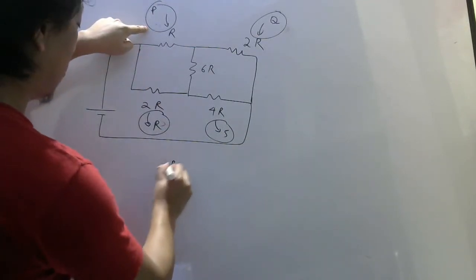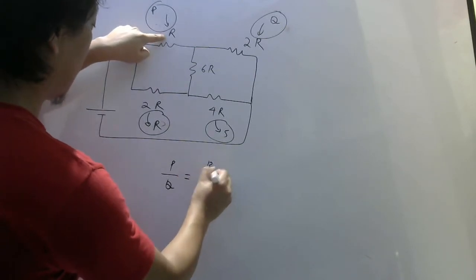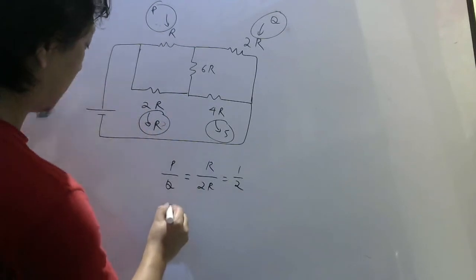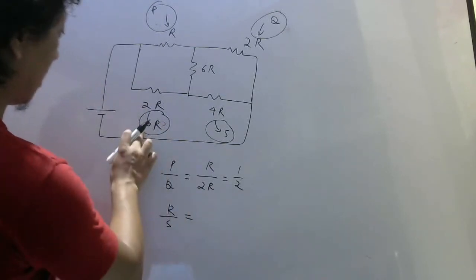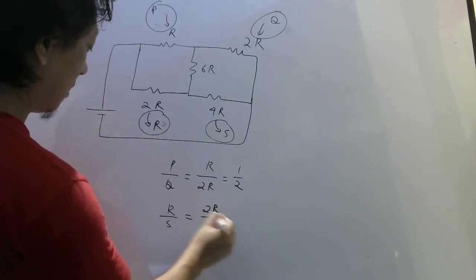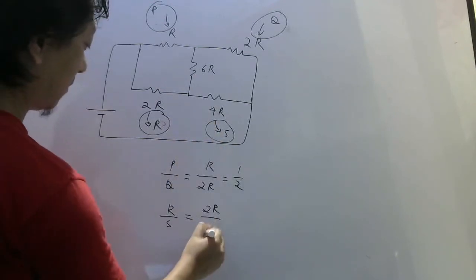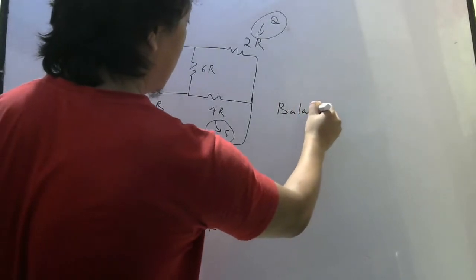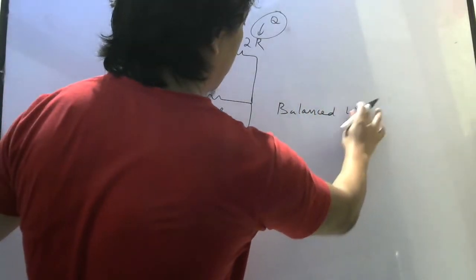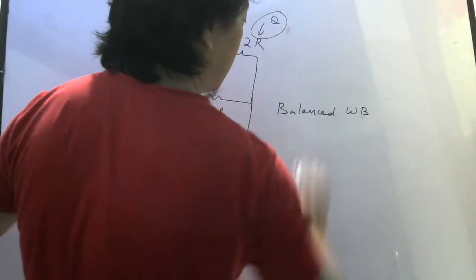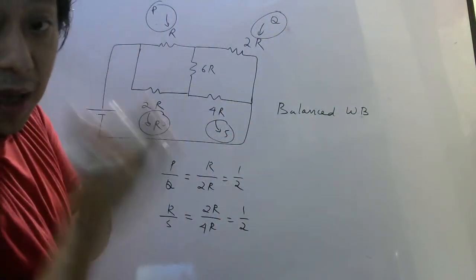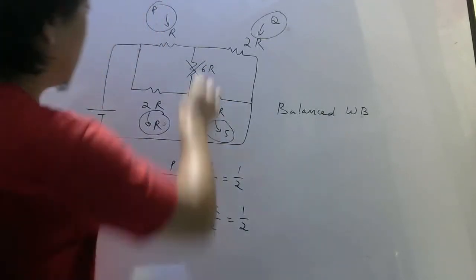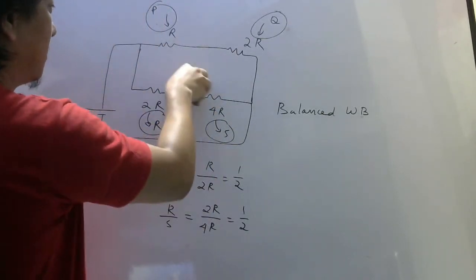So P by Q is how much? Check. R by 2R, which is half. And R by S. R is 2R and S is 4R. So that is also 1 by 2. So it is a balanced Wheatstone bridge circuit. So since it is balanced, meaning this can be removed. So if you remove this, you will get like this, right?